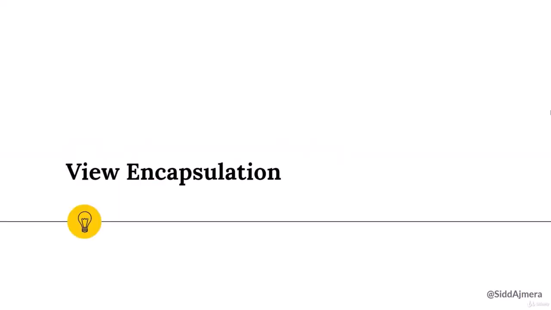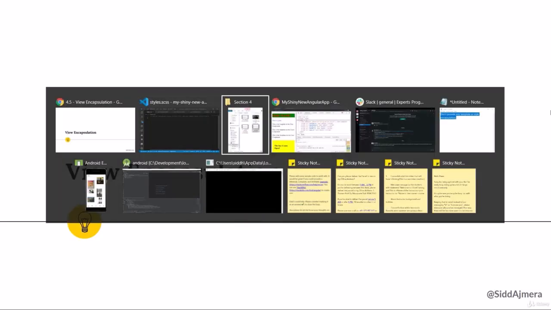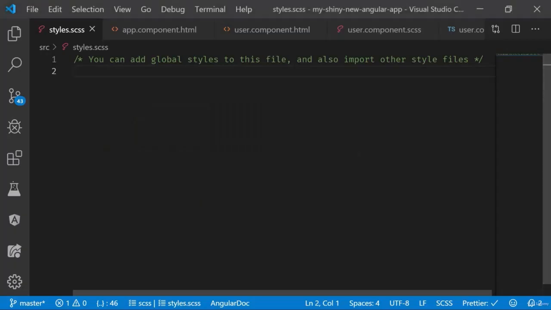Now in the last video, we saw a few metadata properties that we can configure our Angular component with. It's time for us to now have a look at view encapsulation. So before that, let me first create some properties and CSS classes.